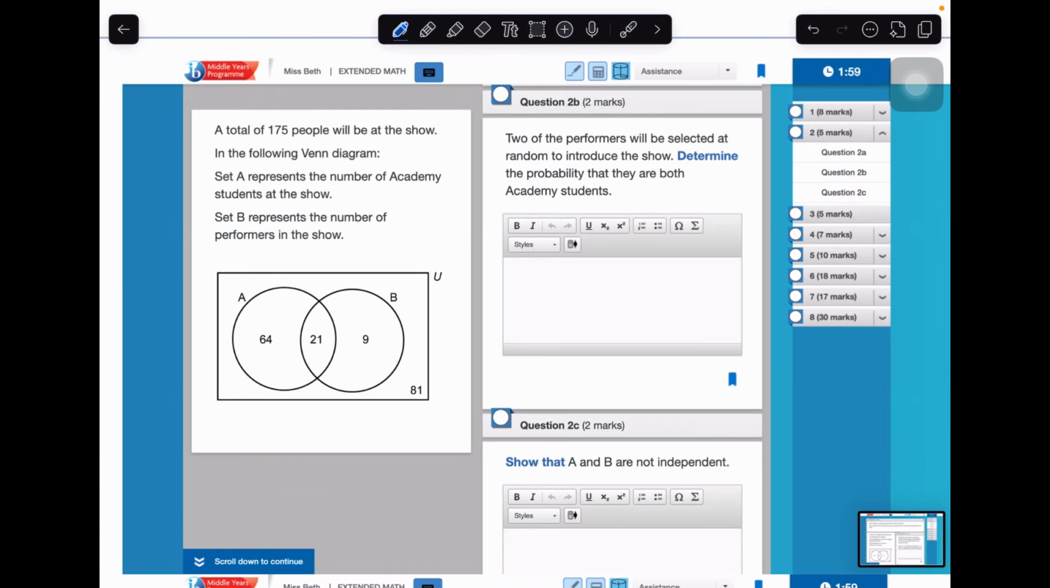Okay, so 2b follows on from 2a in that 2 of the performers will be selected at random to introduce the show.